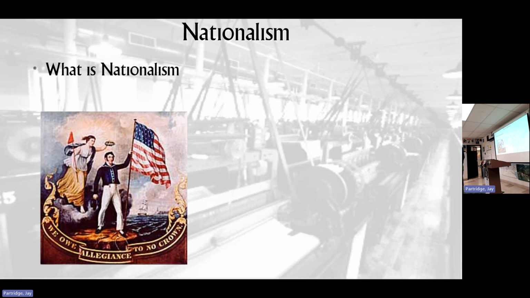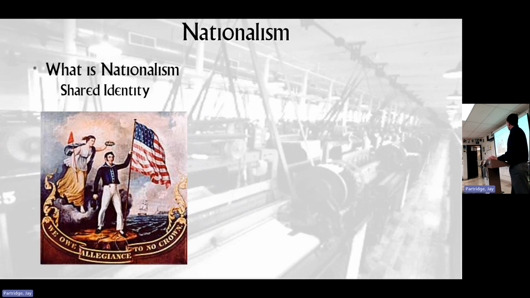Huh? Yeah, because you live there. It's yours. It's your country. Love your country because it's your country. So this is not like patriotism, which is true love of your country for its ideals and what it stands for. It is love of your country because it's your country.